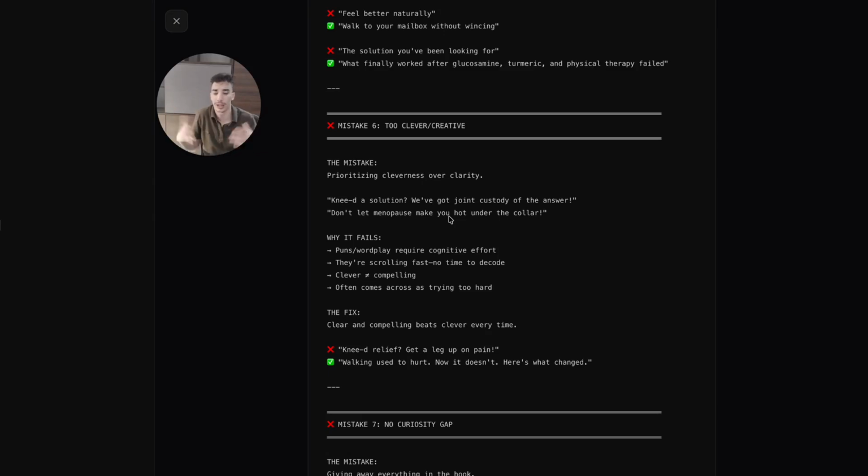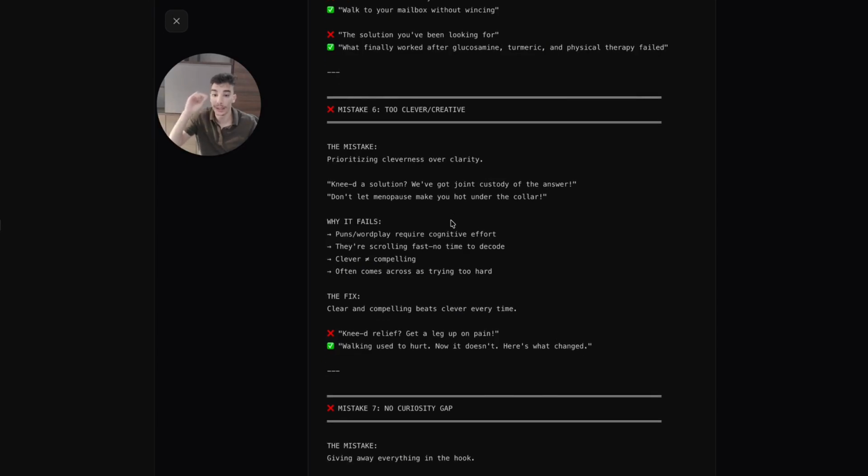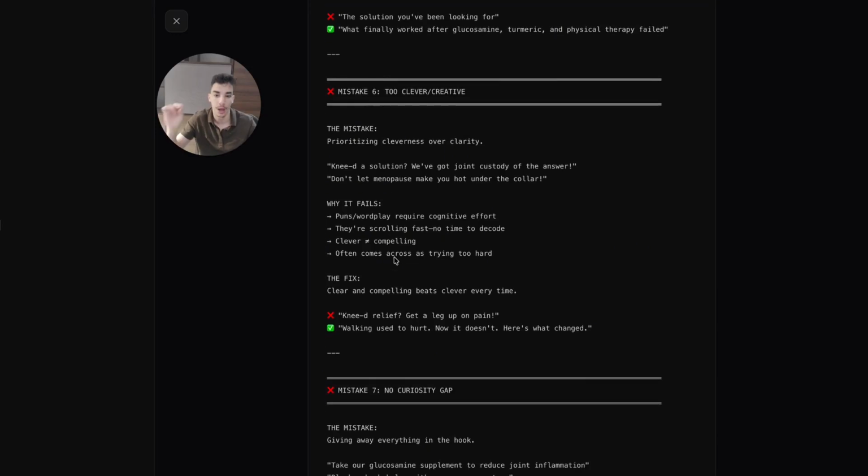Under the collar, they're not there to use their brain. They're going to scope the passage. Always clarity, being easy to understand. Why it fails: puns and wordplay require cognitive effort. Again, they are there without an effort. Their brain is done, they're not there to use their brain. They are scrolling fast, no time to decode. They have zero seconds to actually sit with your ad and decode. Boom. So if you don't grab the attention directly with something clear, not clever, you're lost.